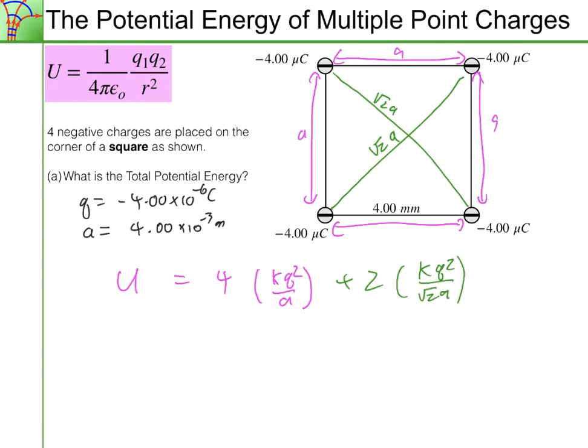And when I did the calculation, you can simplify this. I can factor out a 2 k q squared over a here, and I end up with 2 plus 1 over root 2. And that works out to approximately 195 joules. Okay, so that's the basics of calculating potential energies and using conservation of energy problems with electric fields.